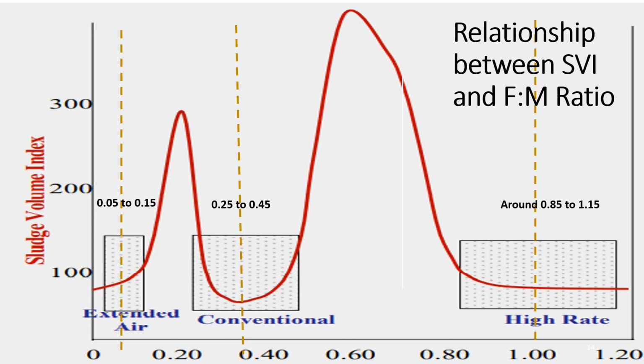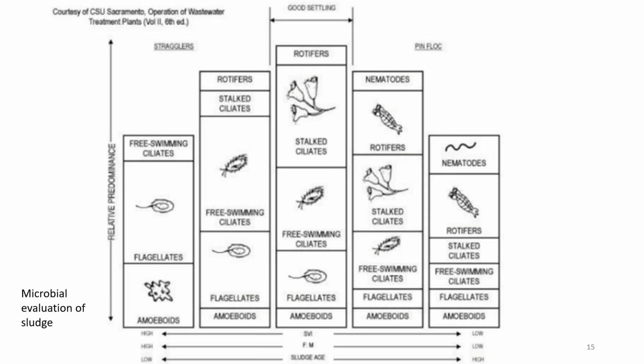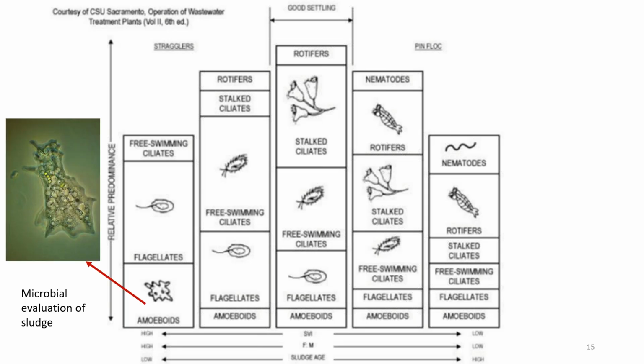But when you get to extended air, there's also a sweet spot between about 0.05 to 0.15 where the sludge will settle well. And finally, we can examine microscopically and look at the kind of organisms that are in activated sludge.